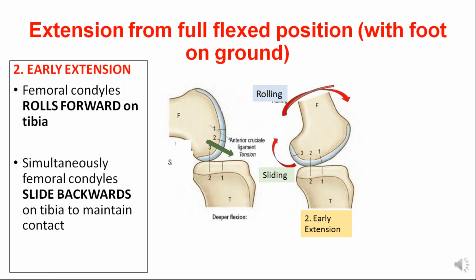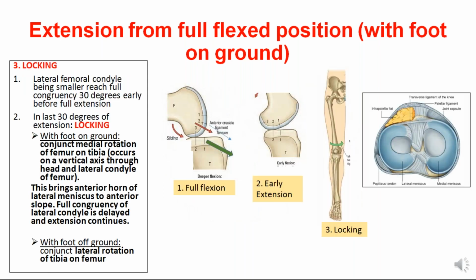So when the knee joint is beginning to extend, the extension is taking place at both the lateral femoral condyle and the medial femoral condyle. But do you remember which femoral condyle was longer in the anterior-posterior plane? Yes, it was the medial femoral condyle, and the shorter one was the lateral femoral condyle. So which femoral condyle will reach its full congruency earlier? Yes, it will be the lateral femoral condyle.